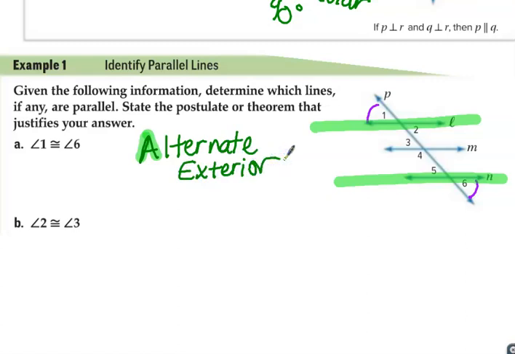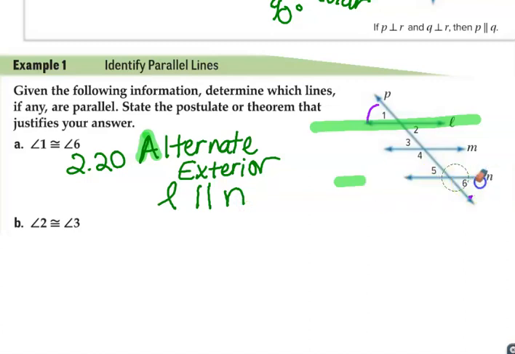So that postulate or that theorem is 2.20 because it's on the outside. So if angle 1 and angle 6 are congruent, that means line L is parallel to line N. It has nothing to do with line M, just line L and N. Okay, now let's do the next one.